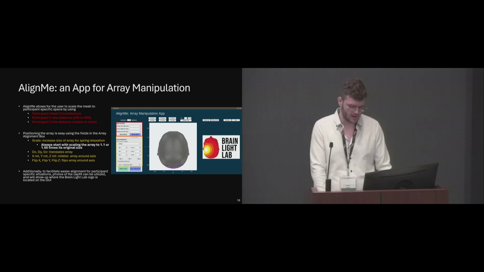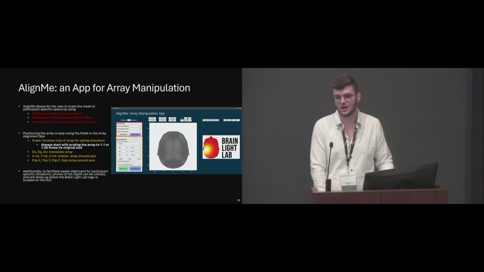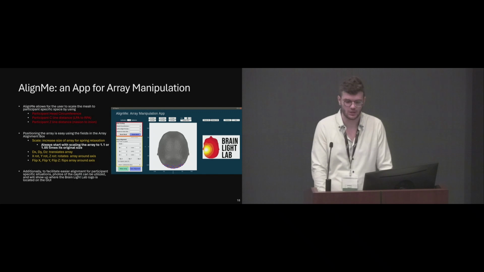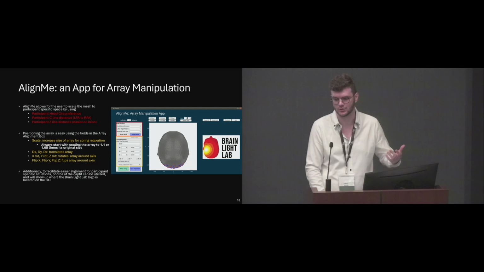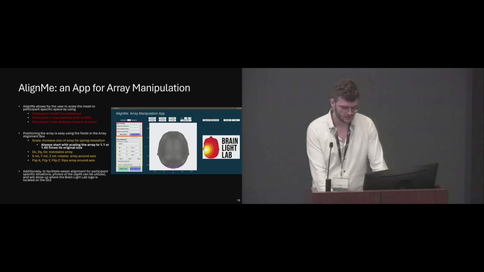We also, in this box, can translate, rotate, and flip the array around axes, which is useful if, let's say, your array is upside down to start relative to the mesh. It's always easier to flip a set of points that's less like an array than like a large number of points as in a mesh. It's just computationally easier to do.